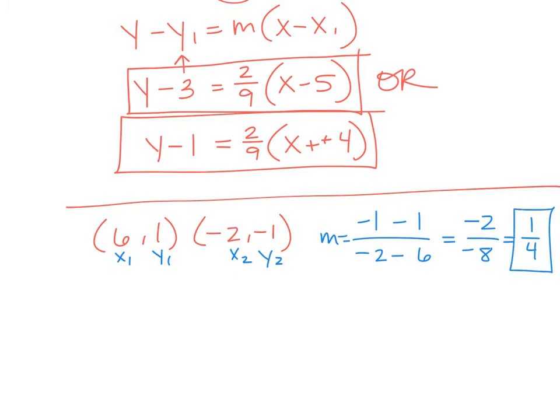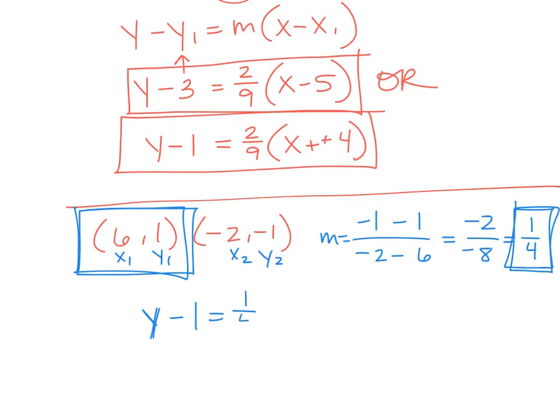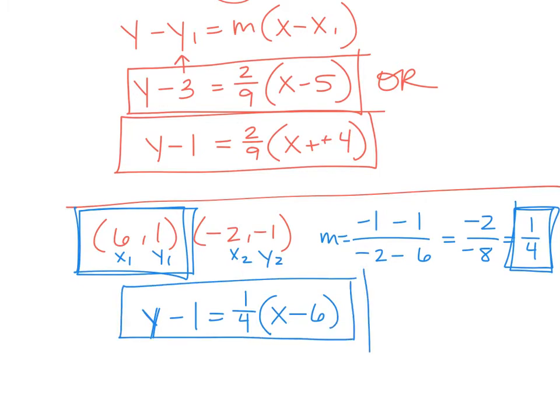What point do you want to use? I want to use 6 and 1 because it's no negatives. Okay, so if we're gonna use this point and this slope, plug that into point slope for me. Y minus 1 equals 1 over 4, parentheses, x minus 6. Beautiful. Okay, so this is your answer. Questions on that? Okay, so find the slope, y2 minus y1 over x2 minus x1, and then plug it into point slope form.